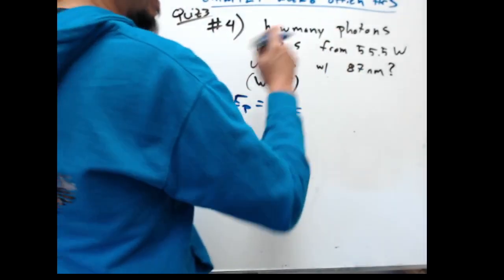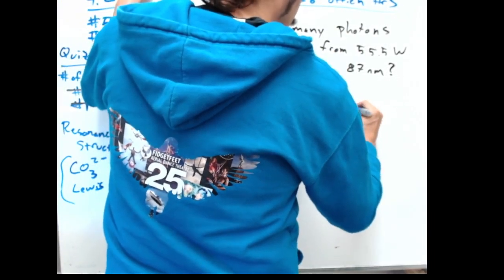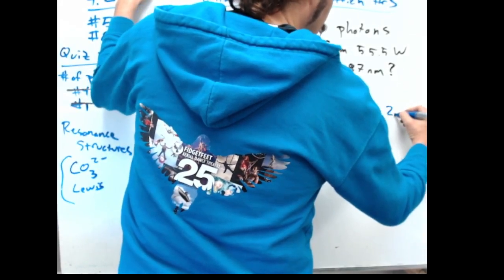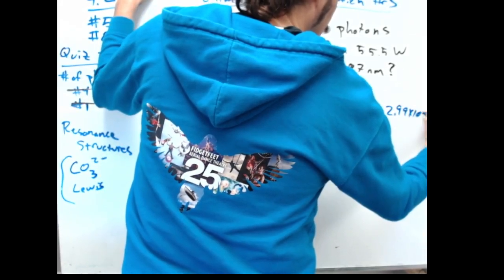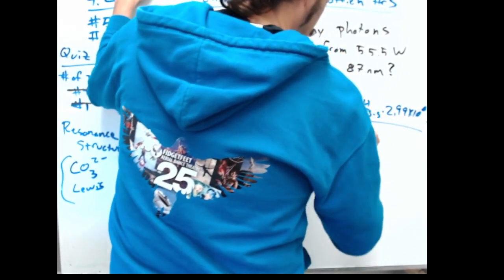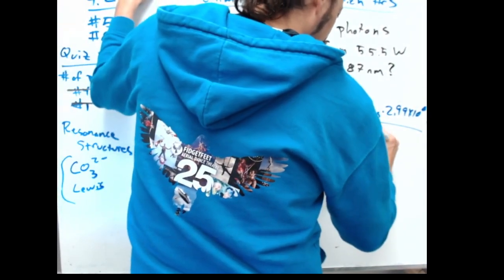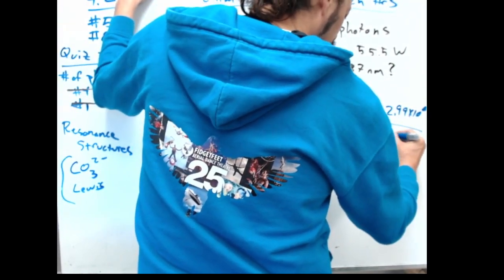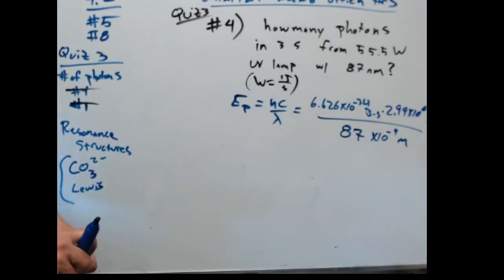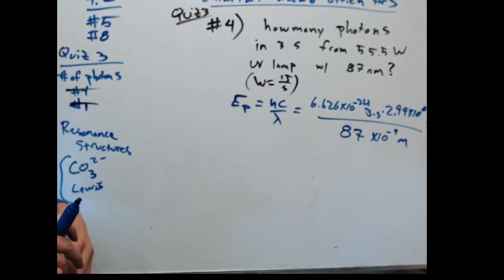We can go ahead with our 87 nanometers. We can go ahead and calculate 6.626 times 10 to the minus 34 joule seconds, 2.99 times 10 to the 8 meters per second, divided by, do you all know my trick for converting nanometers? I write the 87, the nano just becomes times 10 to the minus 9 meters. I could have made it 8.7 times 10 to the minus 8 meters, but that's a quick way to do the nano conversion.